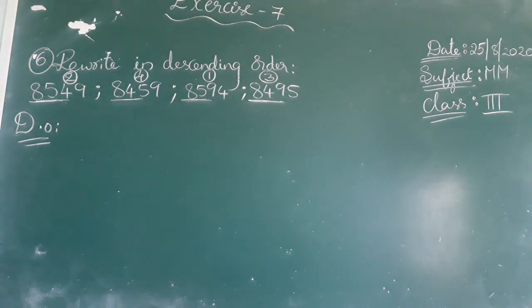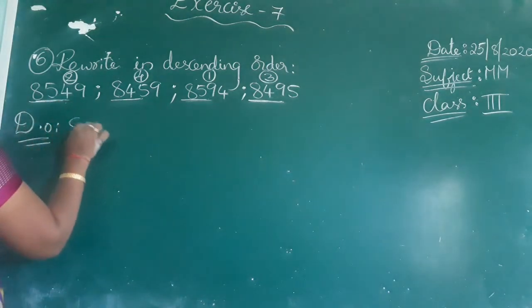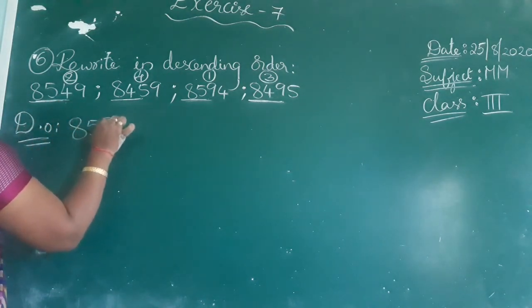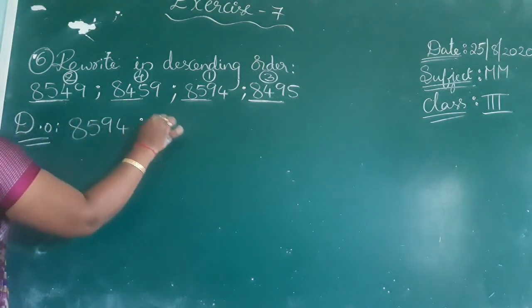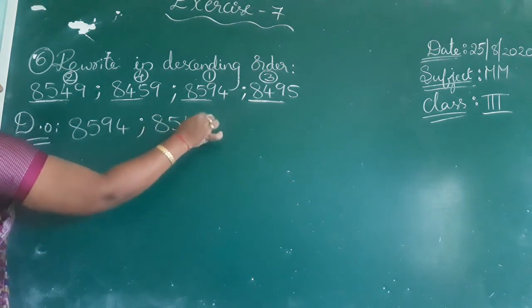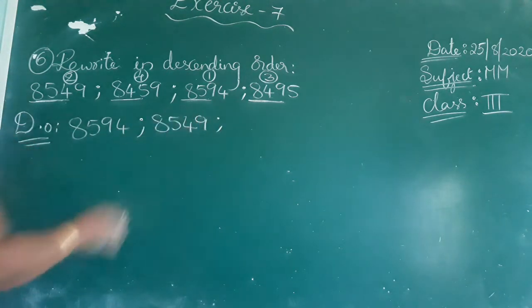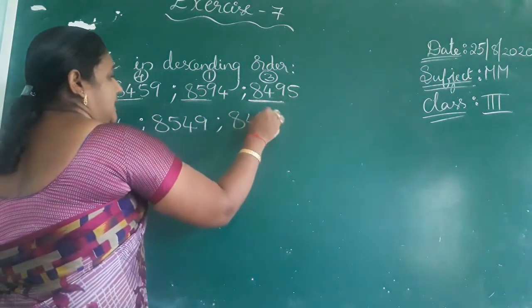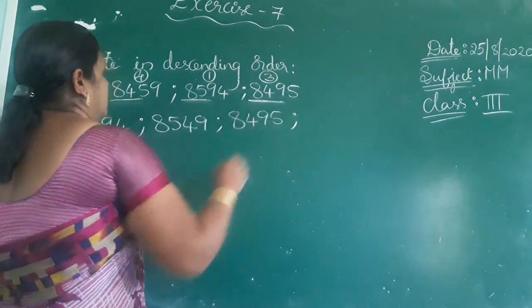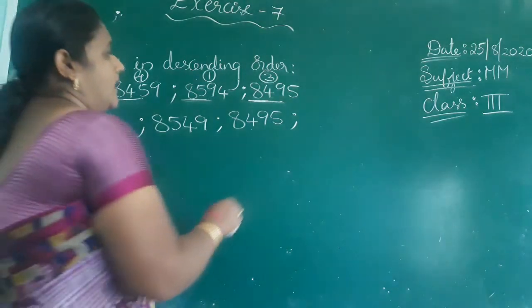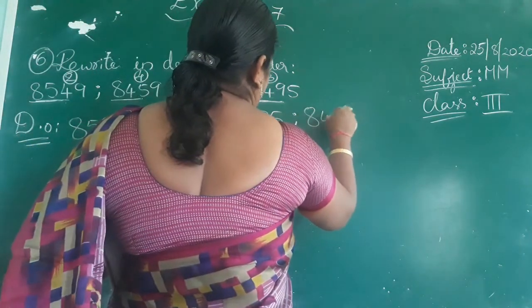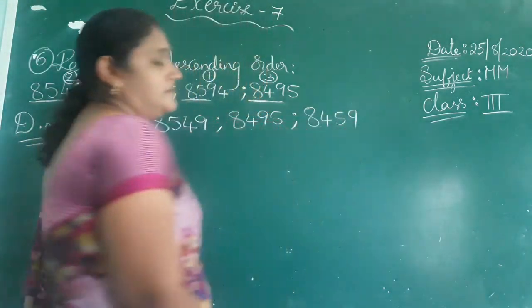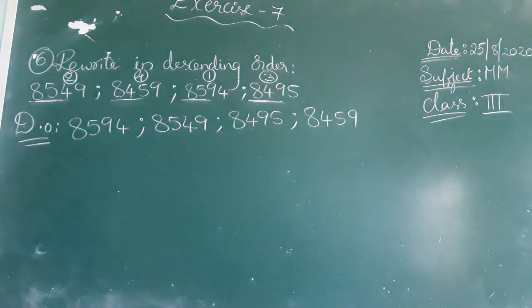Okay children, see that first one, 8594, 8549, next 8495, next last one 8459. Like that you have to arrange them in order.